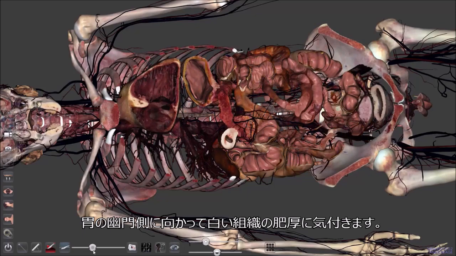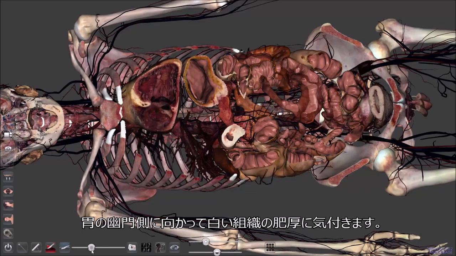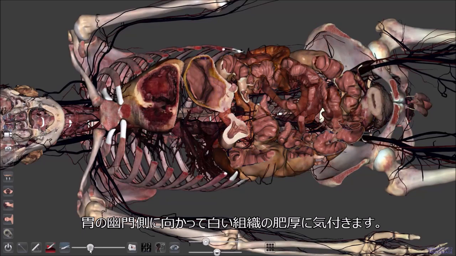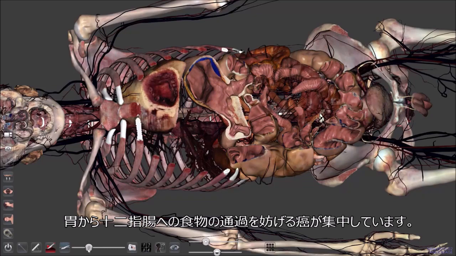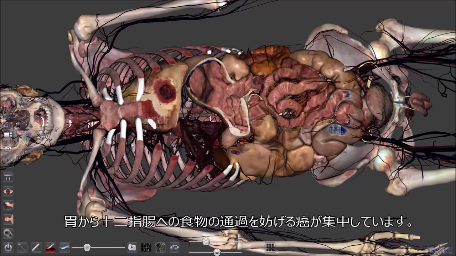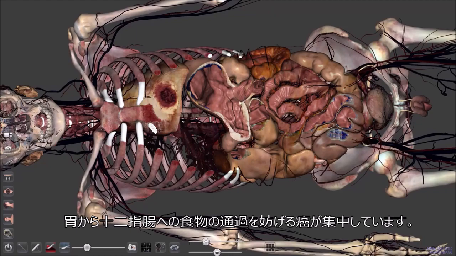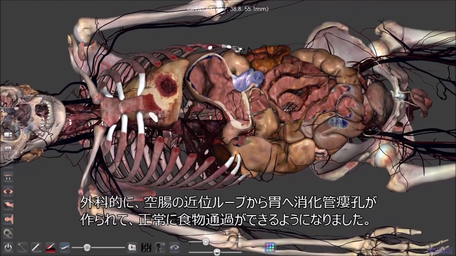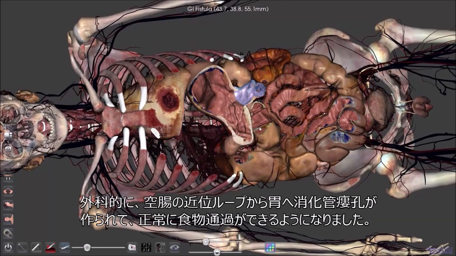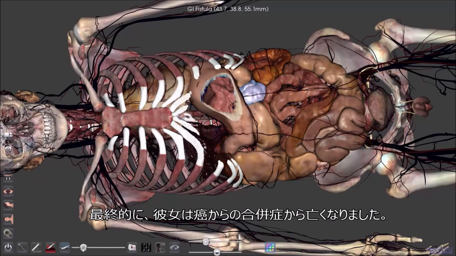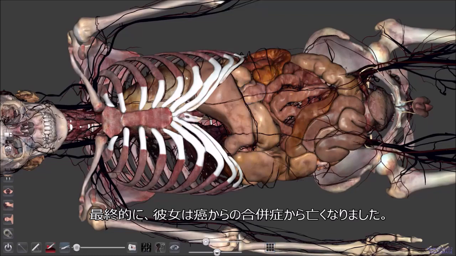You'll notice that the thickening of white tissue towards the base of her stomach is where the cancer is concentrated, which actually blocked the passage of food from her stomach to the duodenum. So surgically, a GI fistula was created from the proximal loop of the jejunum to the base of the stomach. This allowed for food to be passed normally. Ultimately, she did pass away from complications of her cancer.